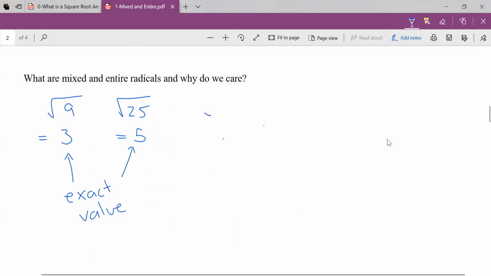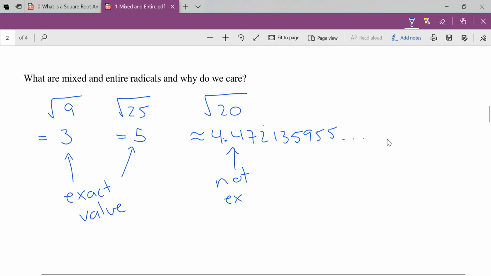But when I ask you what's the square root of 20, okay, I don't know what the square root of 20 is because it's not a perfect square. So if I go and put that in my calculator, I'm going to get this big, long list of decimals. Look at this. This is nasty. And it actually keeps going on forever. It never stops. It's irrational. Okay, this is not an exact value.